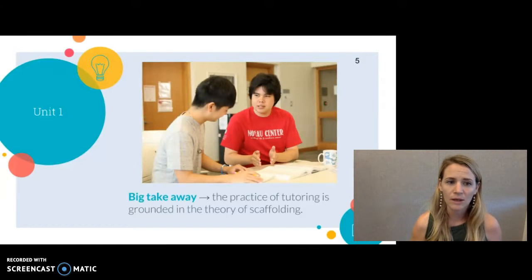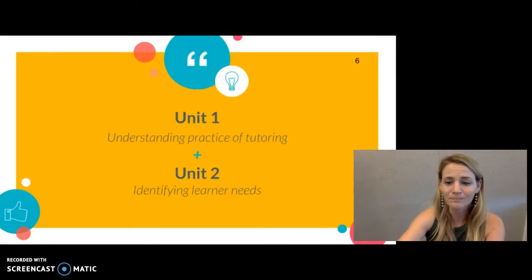Now within Unit 1, the really big takeaway is that the practice of tutoring is essentially grounded in the theory of scaffolding. Within this unit, we're going to be introducing you to the theory of scaffolding and how it relates to tutoring. We're also going to be addressing why scaffolding is important to implement within a tutoring session. And then we're also going to be illustrating different ways a tutor can use scaffolding within his or her session.